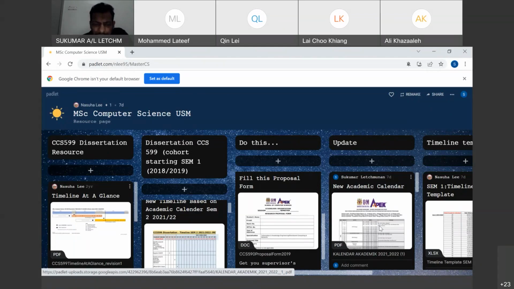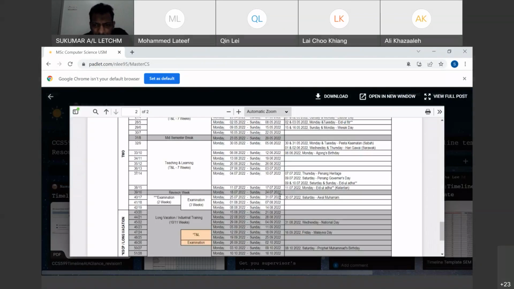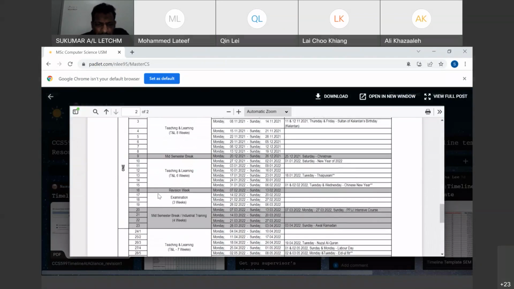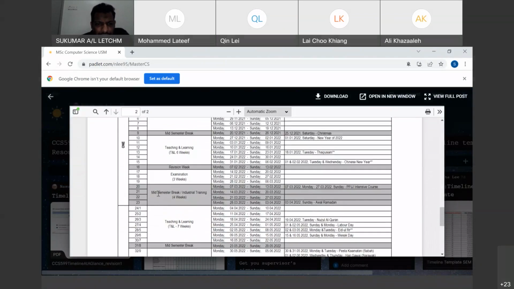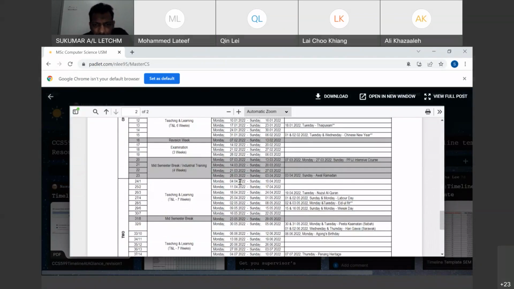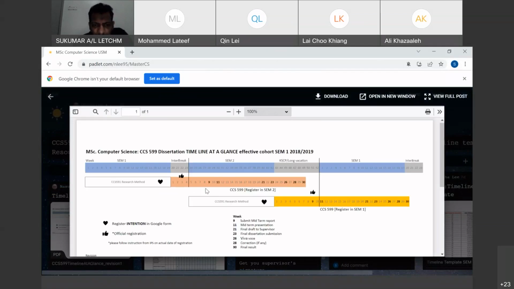Just follow the academic calendar. But the thing is, for semester 2, if you are following exactly your semester 2 calendar, it is going to April. Am I right? Yes. But what I try to emphasize here is you start in March itself, during your semester break. That's the reason this glance shows you. Even though your semester 2 starts here, before that you already do your things in CCS591, 599.